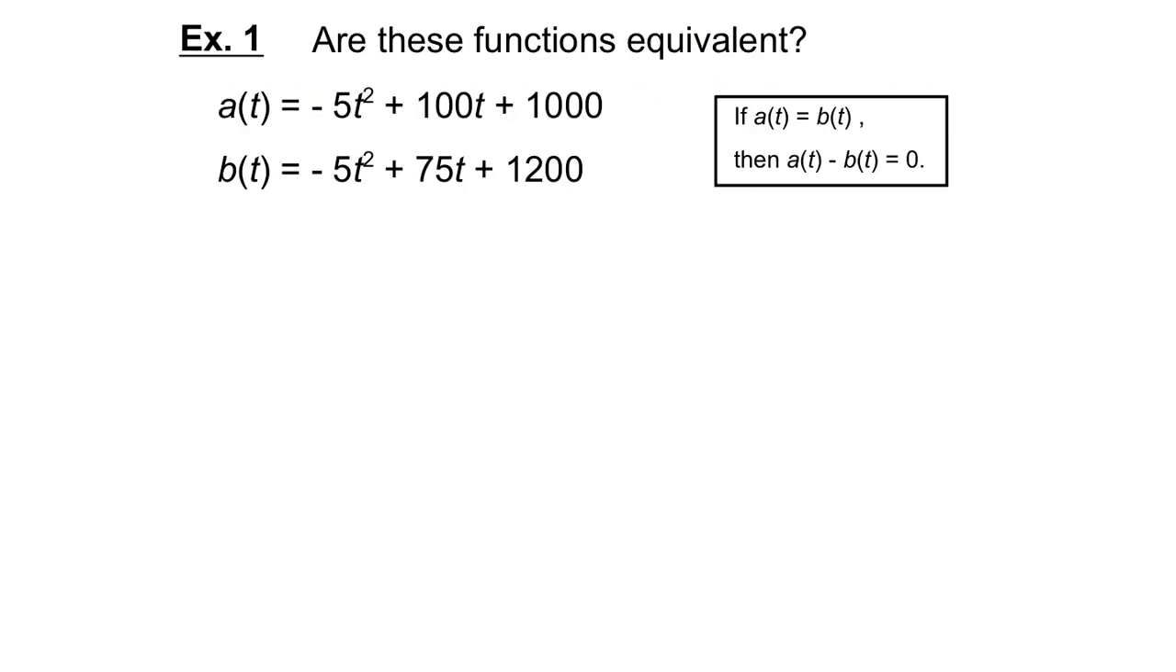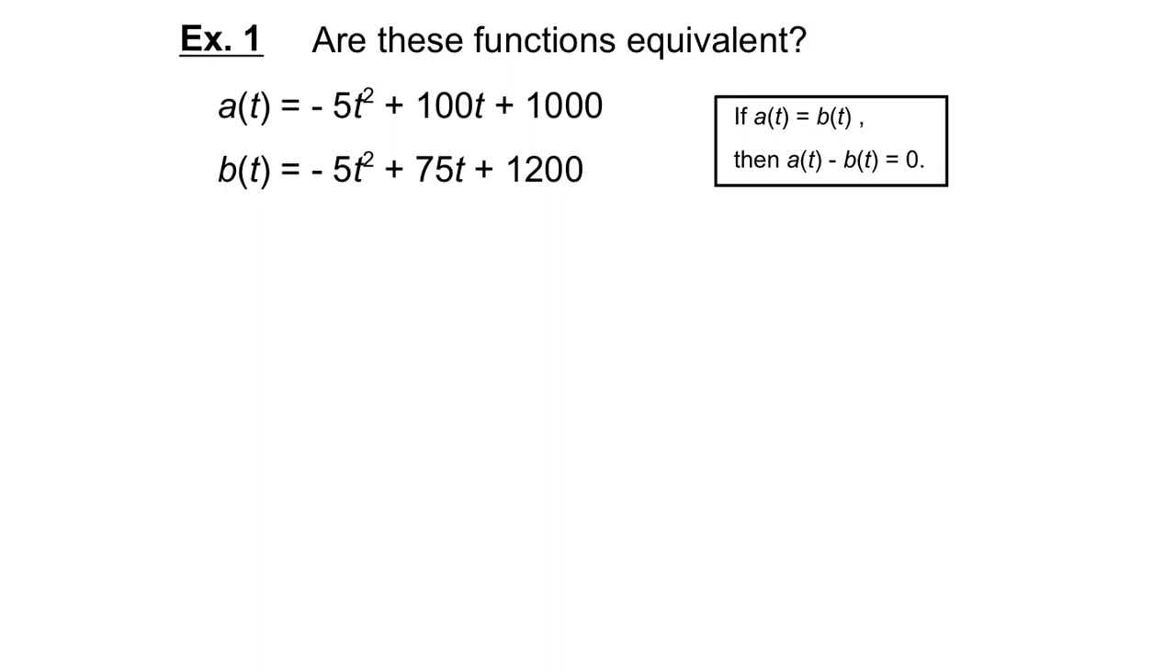So here's my first example. The question is, are these functions equivalent? I have a of t and b of t. They have different looking equations, and I want to know if they are the same on a graph. Well, I don't actually have to graph. All I have to do is know this. If a of t equals b of t, if the functions are the same, then if I subtract one from the other, I should end up with 0.